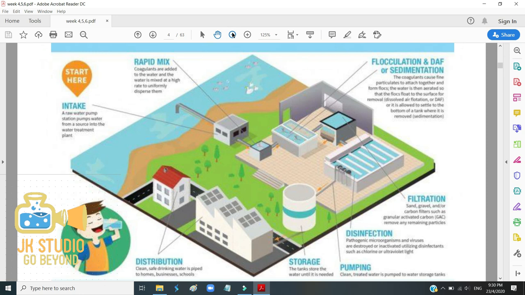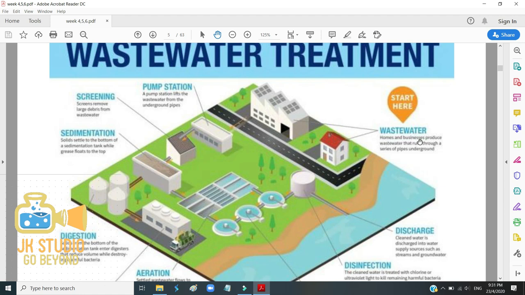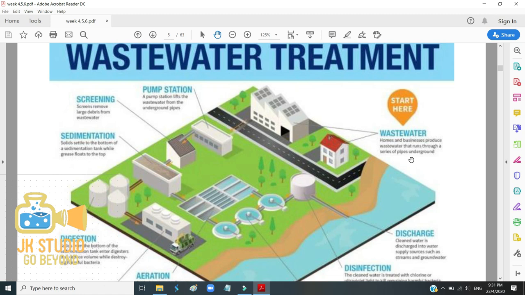And then, what is wastewater treatment? Wastewater comes from homes and businesses, and it will be carried through a series of pipes underground. And then a pump station will lift the wastewater from the underground pipes. And then the screening process. The screen will remove the large debris from wastewater.